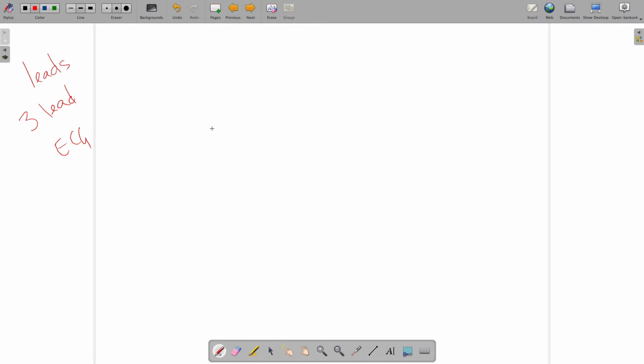All right, so the first lead you need to know. First, let's take a look at where we're going to put these leads. So the first lead we're going to associate with the right arm. The second lead we're going to associate with the left arm. And then the third lead I'm just going to put down here as the left leg, and I'm kind of putting it in the middle of the left arm and the right arm, and I'll tell you why in just a little while.